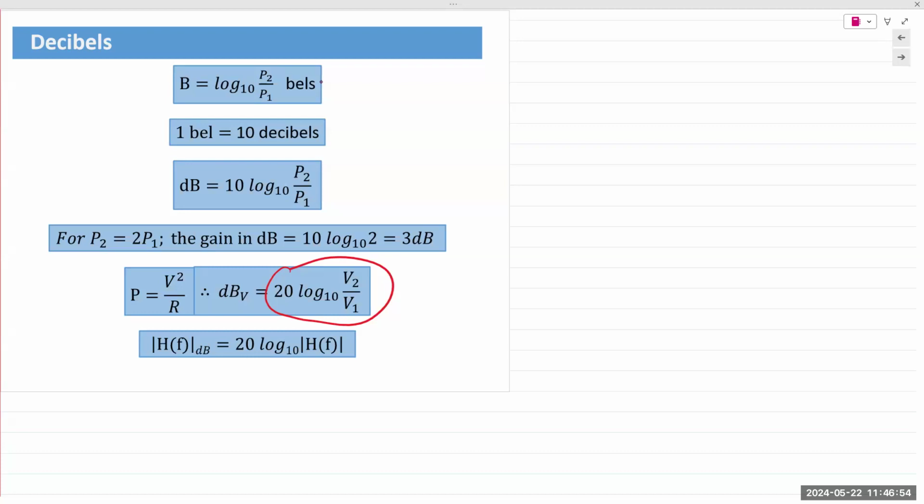Transfer function is a ratio of two voltages, V out to V in. Hence, if you wish to express the magnitude of our transfer function in decibels, the equation is 20 times log of the magnitude of H of F. So your data points for H of F, input voltage and output voltage, is now compressed.